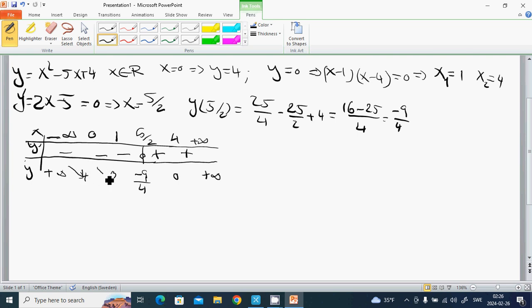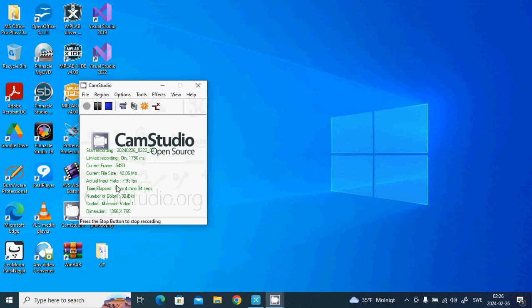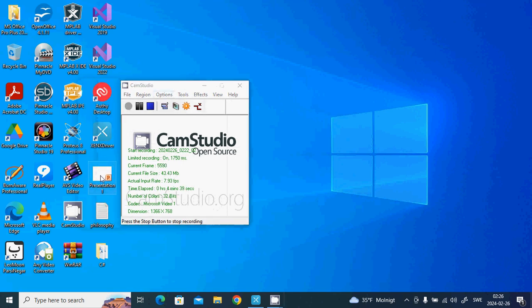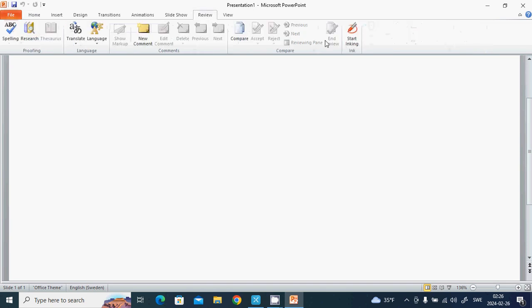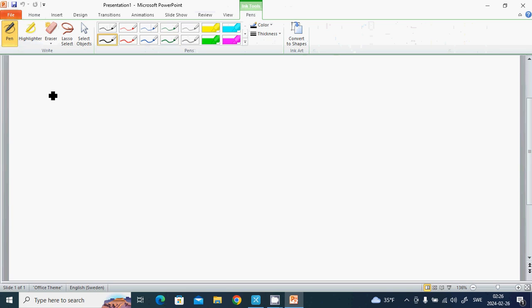Then we have a decreasing function that turns to increasing. Then we have a minimum. It's okay, we lost something, but we found how it is.